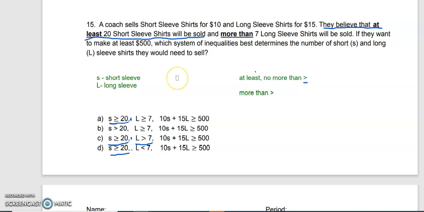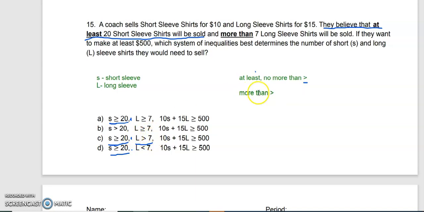So if I look at this first inequality, it says they believe at least 20 short sleeve shirts will be sold. So at least means greater than or equal to. So I'm going to get S is greater than or equal to 20, and that'll be A, C, or D. And then I have, they're going to sell more than 7 long sleeve shirts. So more than is just greater than, so that can be C. Long sleeve shirts is greater than 7.